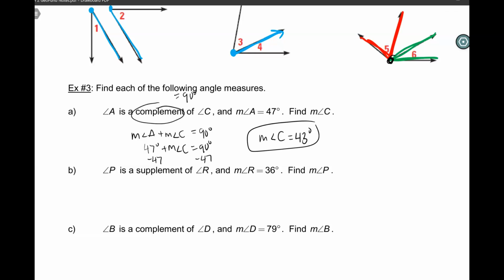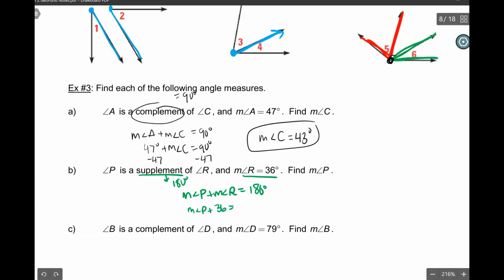Awesome. Okay, try the next one. P is a supplement. Okay, well, supplement means adds to 180. So if I take the measure of angle P plus the measure of angle R, together it's going to equal 180. We know the measure of angle R is 36, so the measure of angle P plus 36 is 180. Subtract 36 from both sides, and the measure of angle P is going to be 144 degrees.